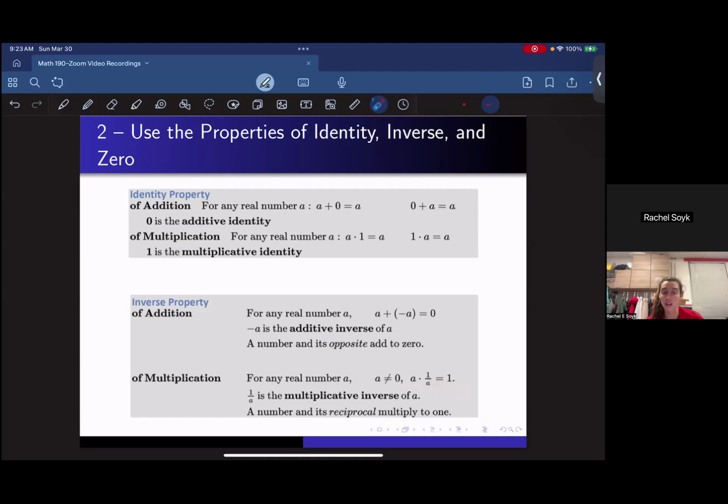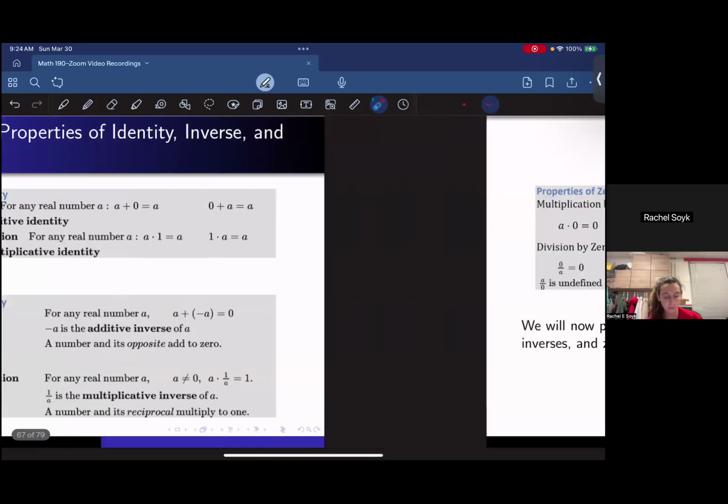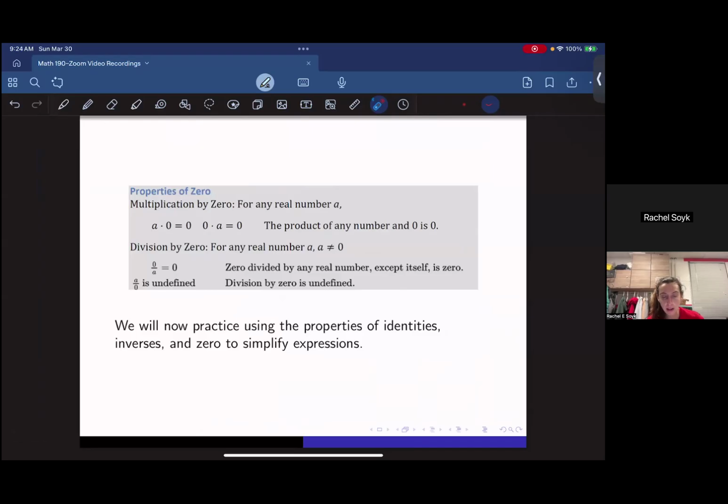And obviously, it's important to mention that a can't be 0, because if a is 0, then we get 1 over 0, which is an undefined value. And then finally, we have our properties of 0, and this just tells us, from a multiplication perspective, what can we multiply by our arbitrary value to get 0? Any number times 0 gives you 0. So the multiplication property of 0 is just 0.